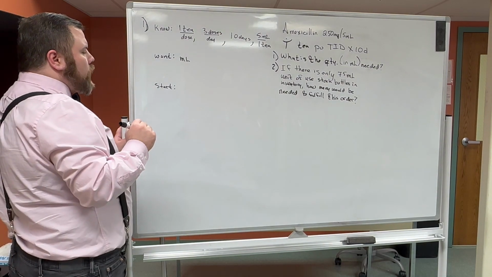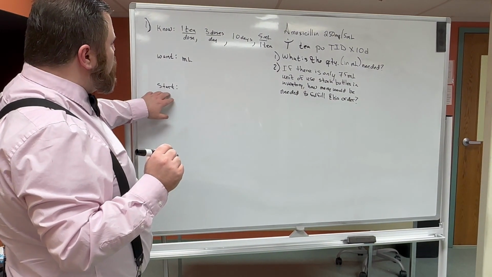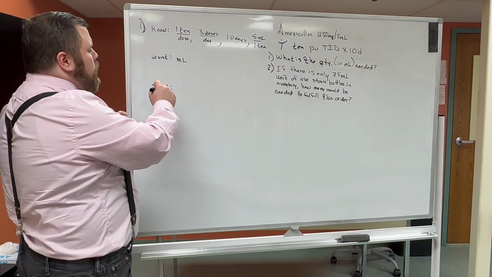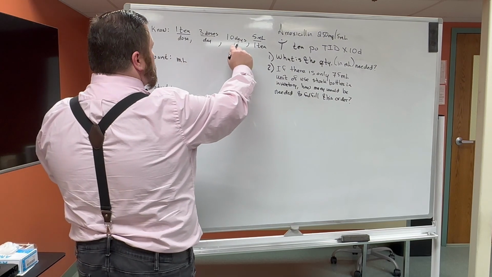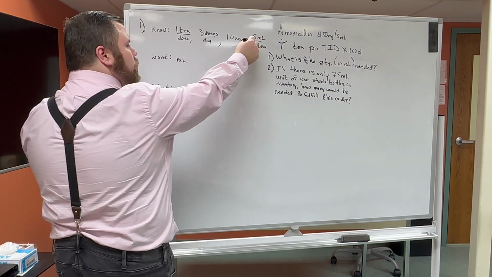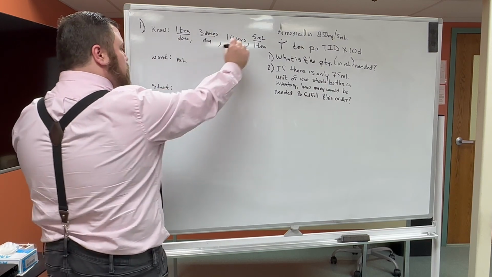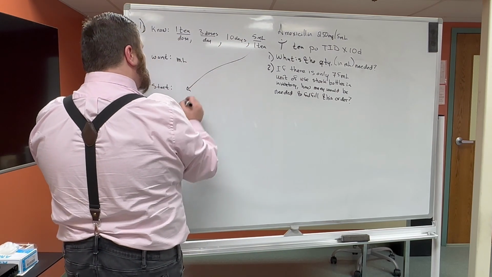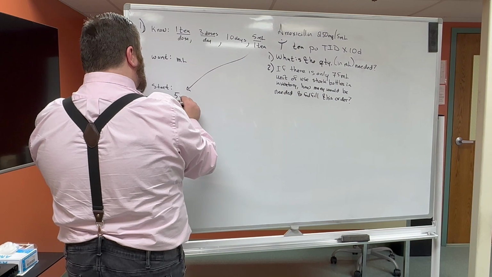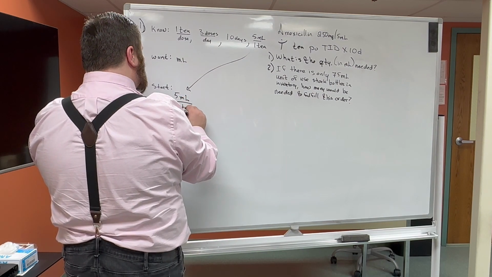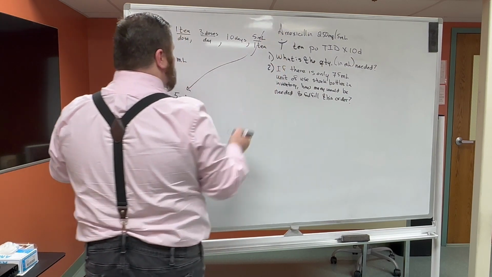So where do we start? We always want to start with something that relates to what we want. So is mLs anywhere in here? Yes, it's right here. This piece of information holds a piece of what we want. So let's start with this. So 5 mLs over 1 teaspoon. We can knock that out.